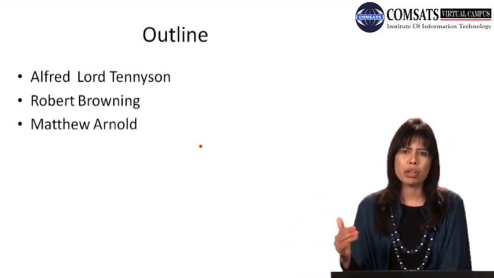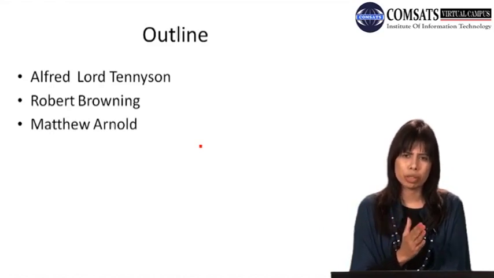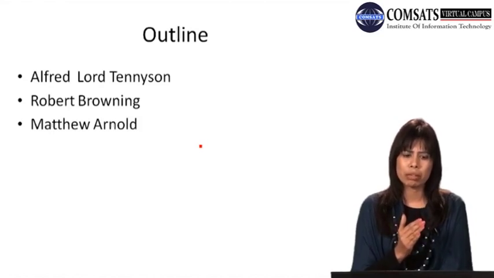Basically, my dear students, today we'll cover three major poets in the first half of the Victorian period, which is known as the early Victorian period. So we'll talk about Alfred Lord Tennyson, Robert Browning, and Matthew Arnold. These are the major poets.